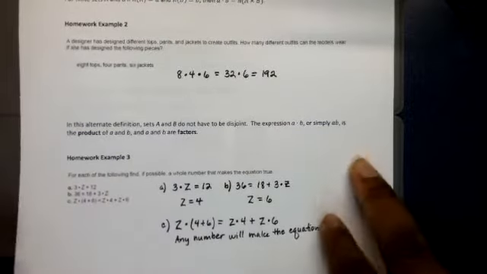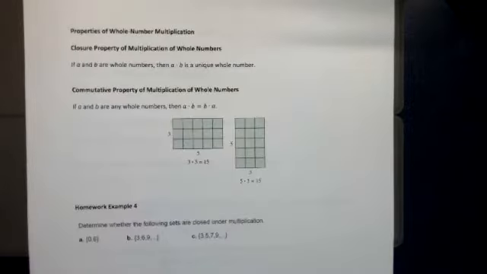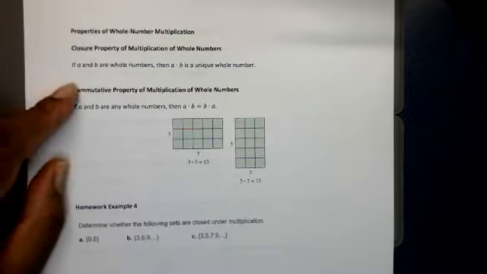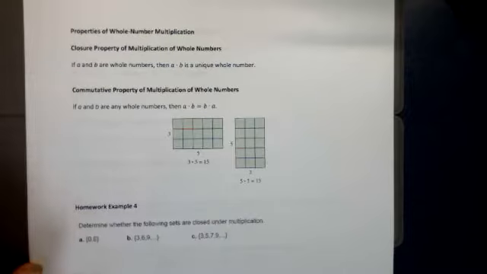Okay. All right, on the next page is properties of whole number multiplication. We're going to be revisiting these properties that we talked about back in section 3.2 when we were dealing with addition of whole numbers. Now for whole number multiplication, we do have these properties. One of them is the closure property of multiplication of whole numbers. And that is, if A and B are whole numbers, then the product of A and B will be a unique whole number.